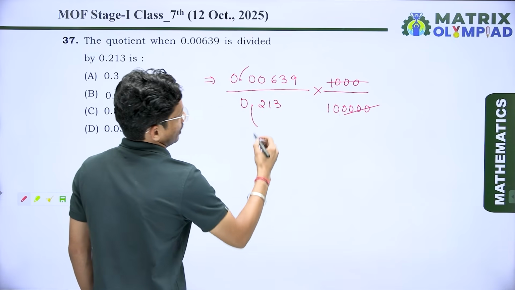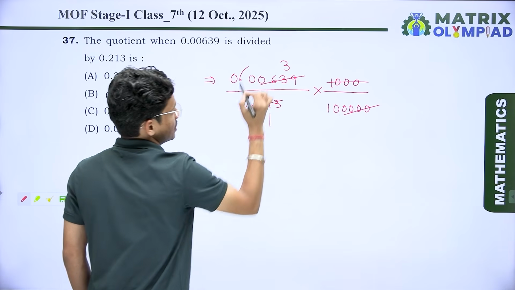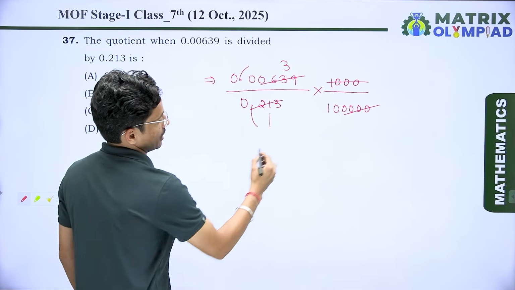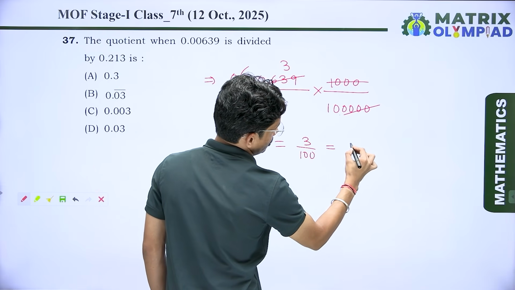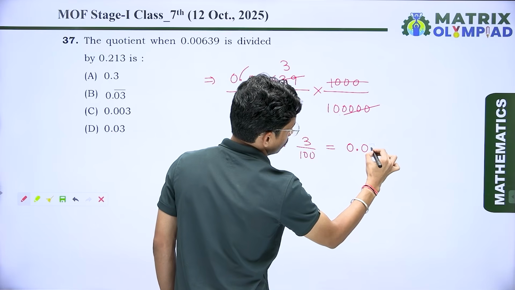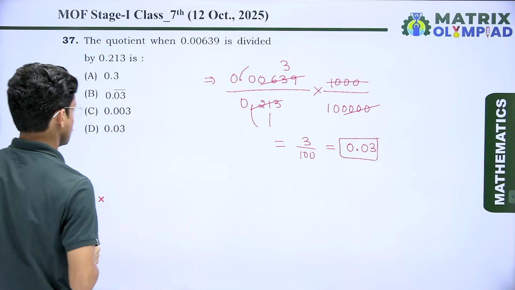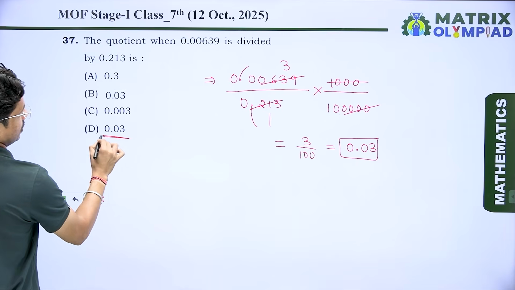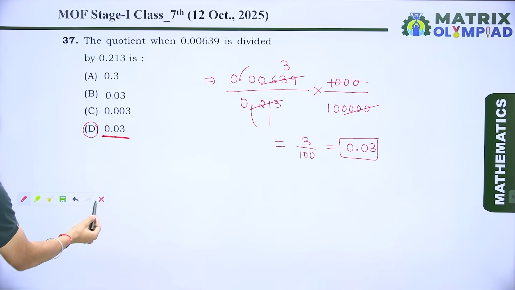So I can write here 639 divided by 213, which gives 3. So I can write here 3/100, it means 0.03. The quotient is 0.03. So I can say option D is the correct answer.